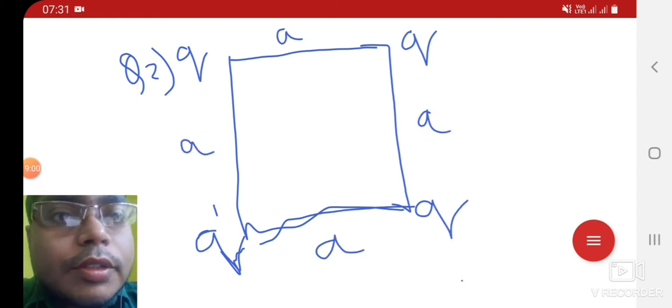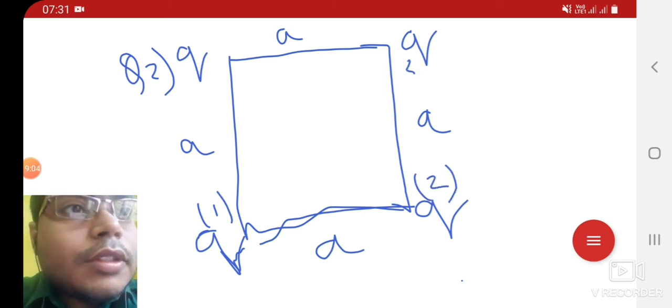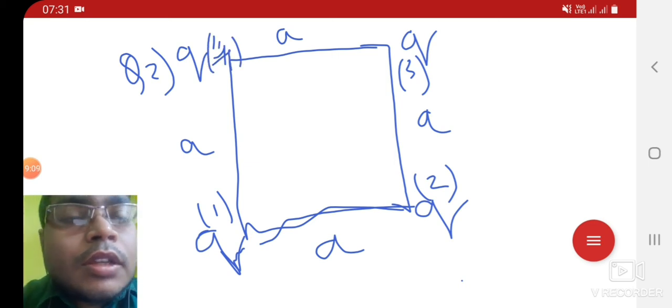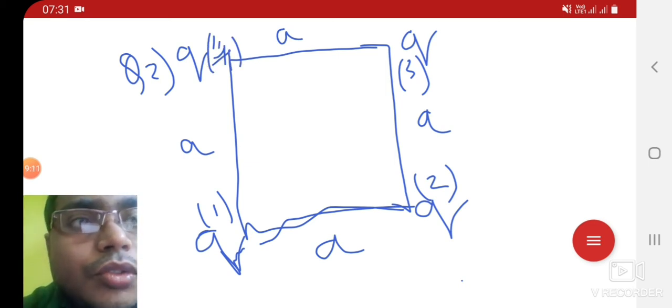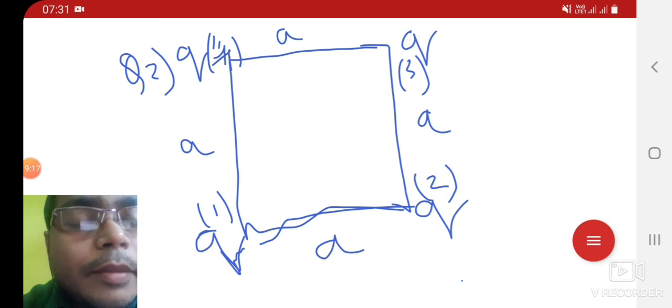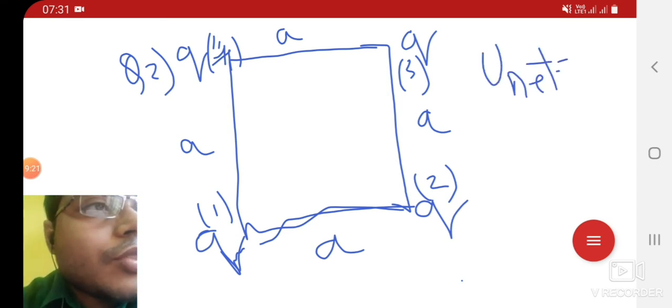Let us denote them by 1, this is 2, this one is say 3, and this one is 4. Clear? So 1, 2, 3 and 4. So there are 4 charges which are placed at the vertices of a square of side A. So here also the question is the same, to find out the net electrostatic potential energy.